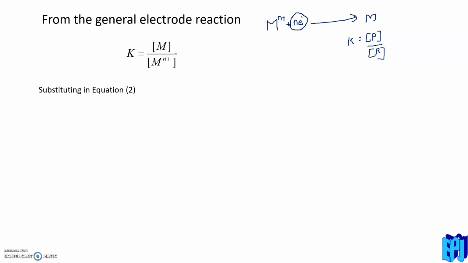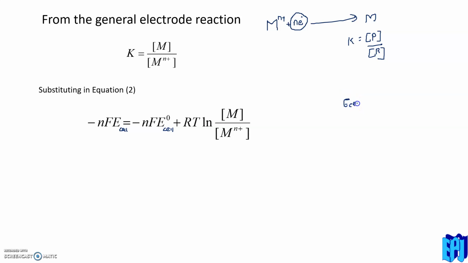So substituting the value of K in the above equation number 2, we get minus NF E cell, with cell as a subscript, is equal to minus NF E0 cell plus RT ln concentration of M by concentration of Mn+. Why? We replaced the K in equation number 2 by concentration of M by concentration of Mn+. You got it?